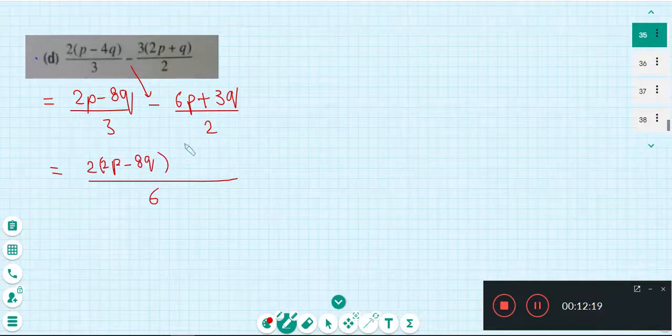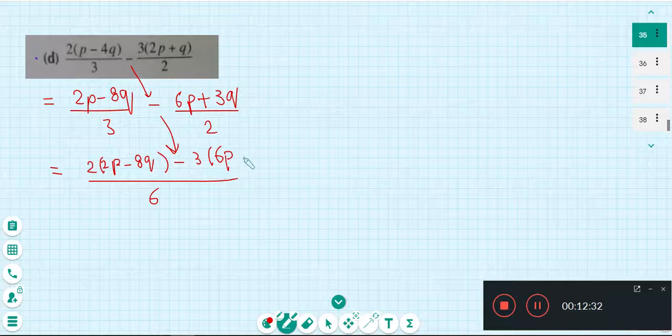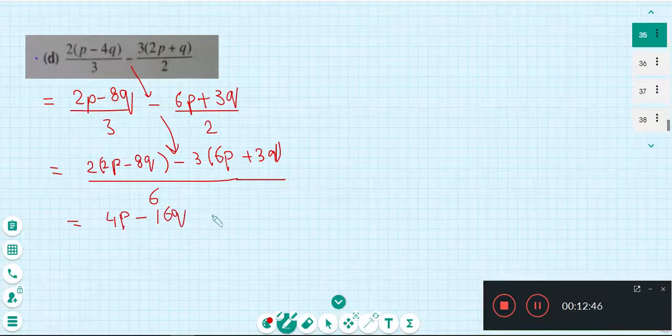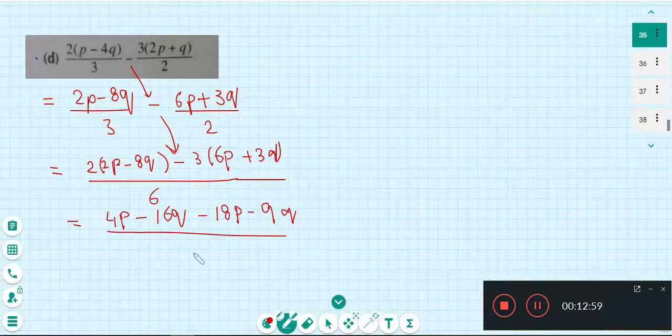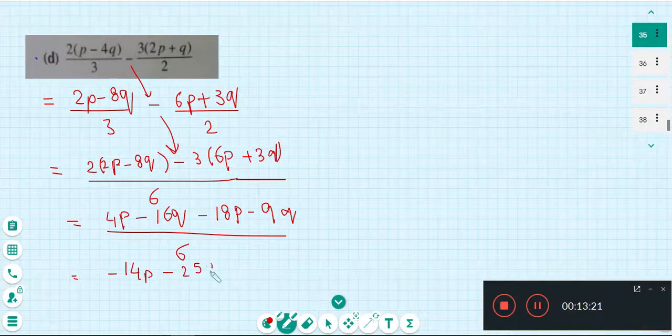Minus as it is, this minus. Then divide this 6 by 2, it gives you 3. So 3 will multiply the second numerator. So 2 into 2p is 4p minus 16q, minus 3 into 6p is minus 18p, minus into plus, minus 3 into 3q gives you 9q, over 6. 4p minus 18p like terms, so minus 14p. Similarly, minus 16q minus 9q like terms, same signs, so addition, minus 25q over 6. So this is your final answer of part D.